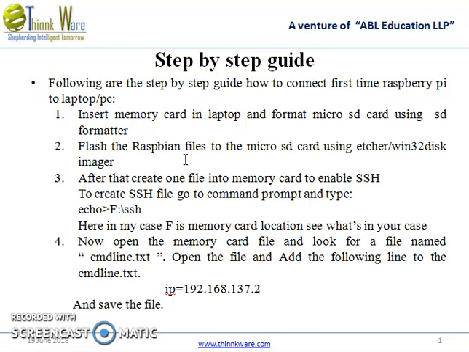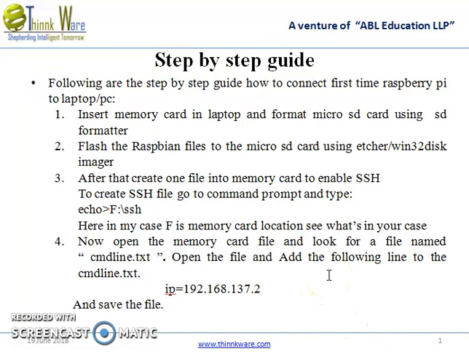Step 3. After that, create one file in the memory card to enable SSH. To create the SSH file, go to command prompt and type echo f:/SSH. In my case, F is the memory card location. See what it is in your case.